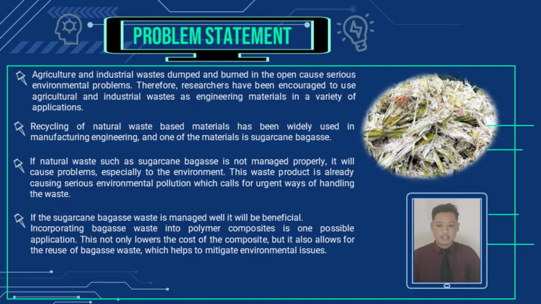If natural waste, such as sugarcane bagasse, is not managed properly, it will cause problems, especially to the environment. This waste product is already causing serious environmental pollution, which calls for urgent ways of handling the waste. If the sugarcane bagasse waste is managed well, it will be beneficial. Incorporating bagasse waste into polymer composite is one of the possible applications. This not only lowers the cost of the composite, but it also allows for the reuse of bagasse waste, which helps to mitigate environmental issues.